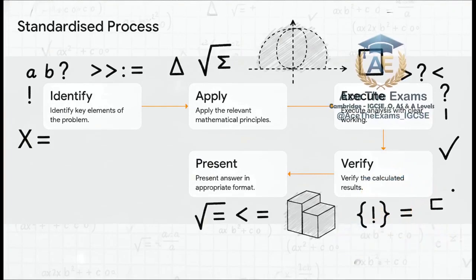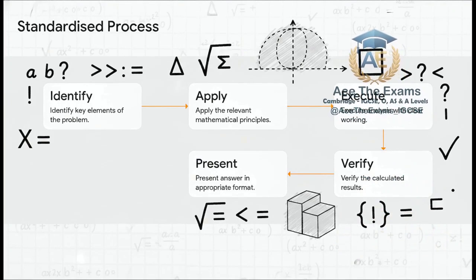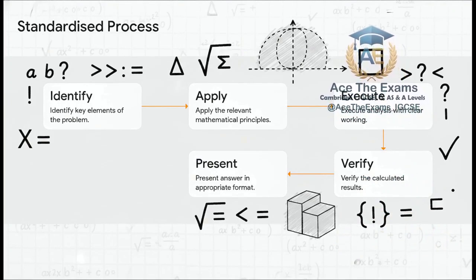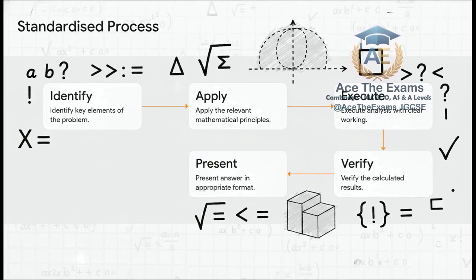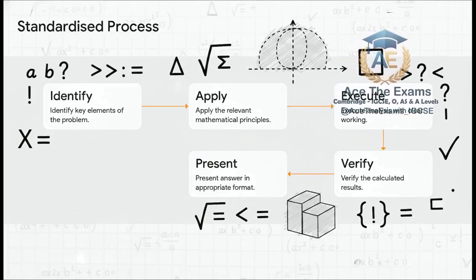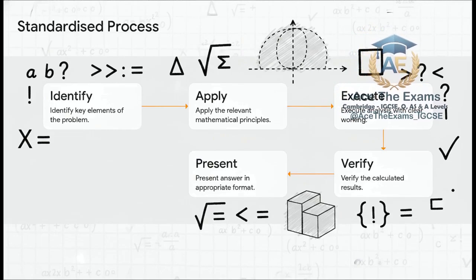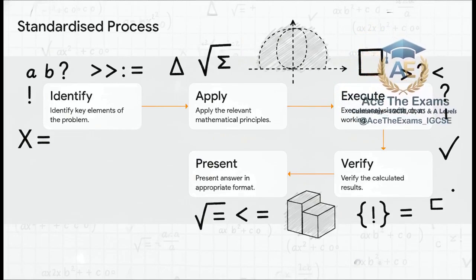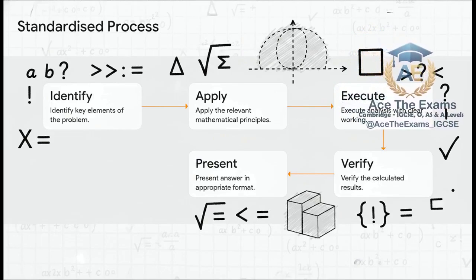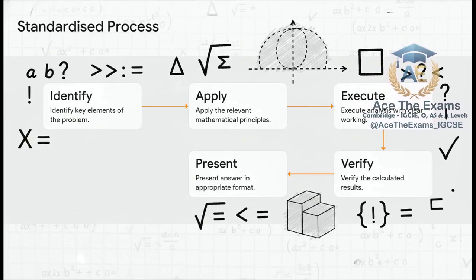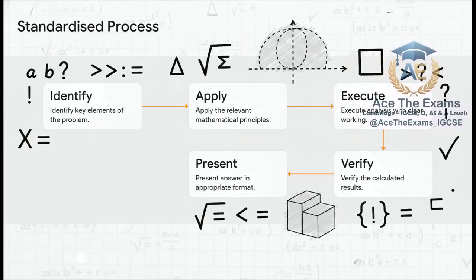Step 1, identify the key elements. Sam, look at the coordinates. Are we dealing with an equation or an inequality? What are the coefficients? Step 2, apply relevant principles. Alex, you need to choose the right propulsion engine. Are we firing up the discriminant diagnostic, or are we initiating the completing the square thrusters? Step 3, execute your analysis with absolute crystal clarity in your working. No skipped steps. Step 4, verify your results.